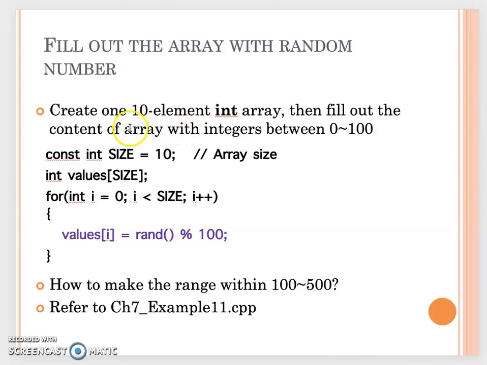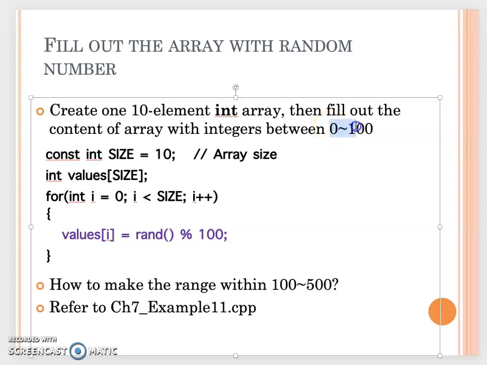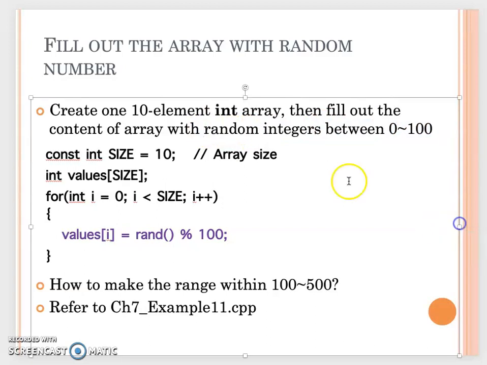But how about now? I told you I have an integer array with 10 elements. I want you to fill out the content of the array with random numbers between 0 and 100. So we should create the array with random numbers between 0 and 100. Can we do that? Yes, we can, right? Because you did learn the rand function.